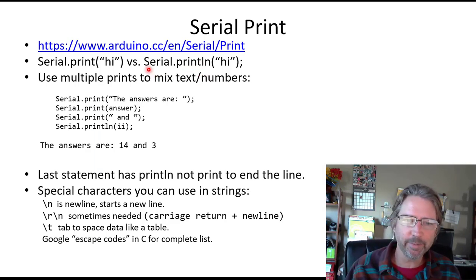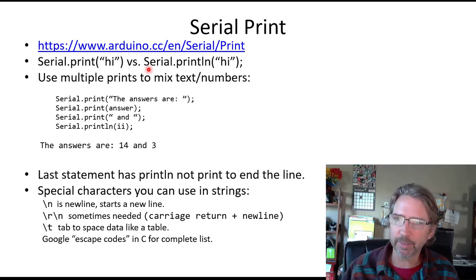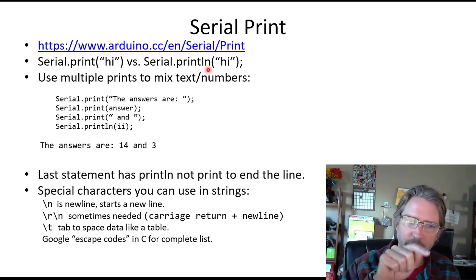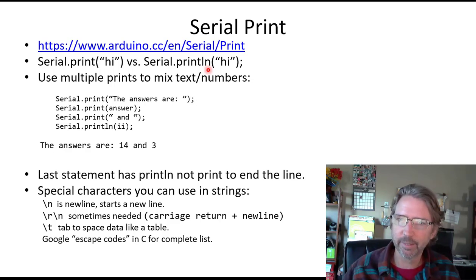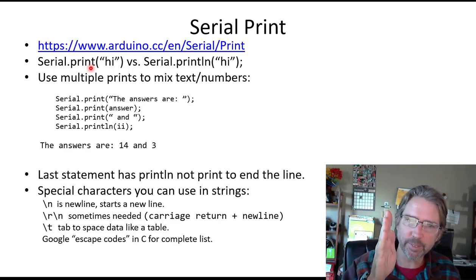Serial print, we've already been seeing it in examples, but it is a really useful tool. It's really the only kind of debugger that Arduino has. It doesn't have a very good debugger, so we use serial print for everything. And there are two serial print commands. There's Serial.print versus Serial.println, print line. And the difference is they both print whatever is in parentheses here, but print line also hits a carriage return to bring the cursor back to a new line. Serial print prints the characters, but then the next time you print, it's going to pick up right where it left off on the same line.